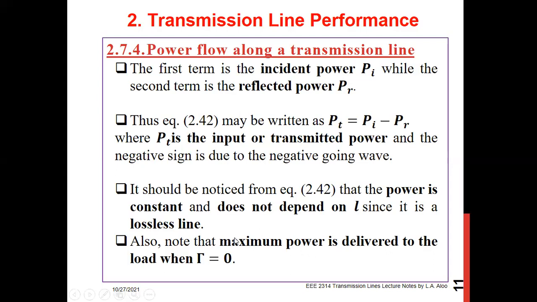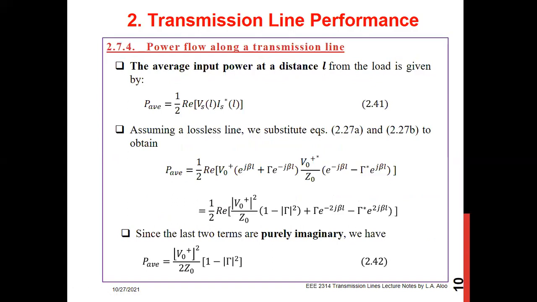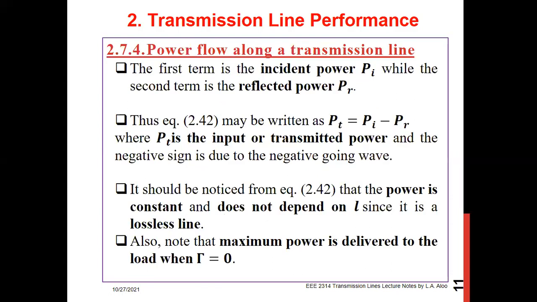Now, also, let us take note of the fact that the maximum power delivered to the load will happen when we have zero reflection. In this equation, maximum power will occur when this value is zero. So maximum power will be given by V naught positive squared over twice Z naught. That's when maximum power will be delivered to the load, when we have zero reflection, which means the reflection coefficient tau will be equal to zero.